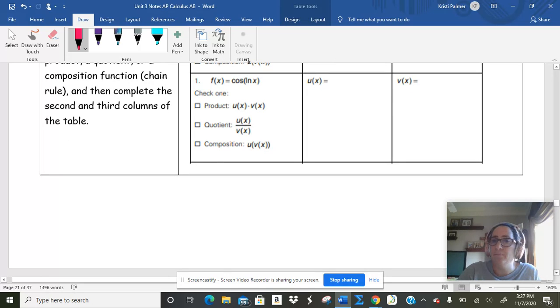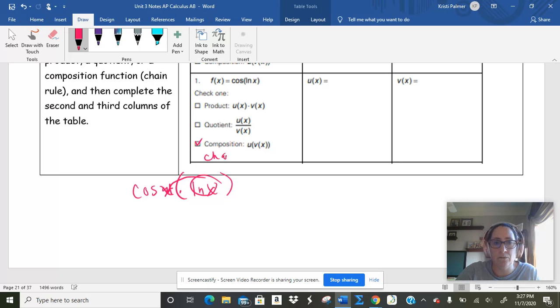Is this a product? No. If it was a product, I would have seen like the cosine of x times the ln of x. This is instead putting this on the inside of the function. So this is a composition, meaning we need to use the chain rule. So then what's the inside going on? And what's the outside going on? So my inside here, this v of x, is the ln of x. And the outside here, the u of x, is cosine of x. But this is going to be the chain rule.